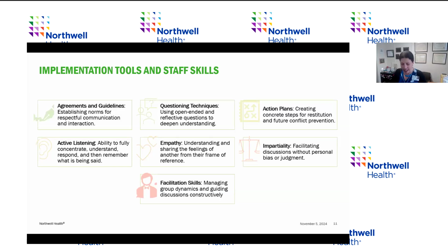And it is really important to understand that we don't have to agree with what is said, we don't have to agree with what is done, but we can always understand or aim to understand and validate the feelings that people have, because those are their feelings, they're valid. And the more we understand about it or why they felt a certain way, the better we're going to be able to help them communicate that, and the better we're able to navigate these conflicts. And impartiality, facilitating discussions without personal bias or judgment.